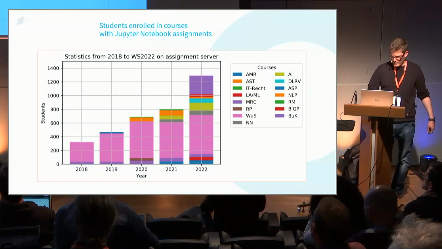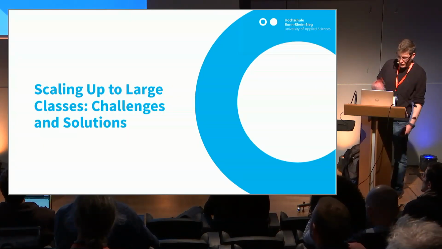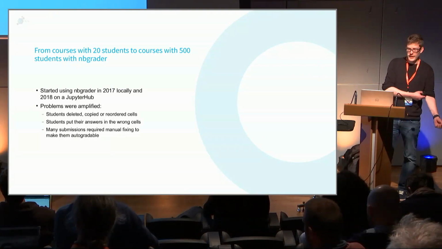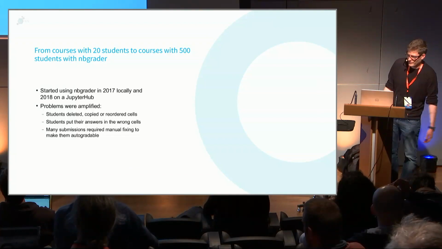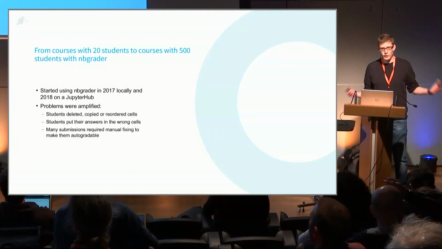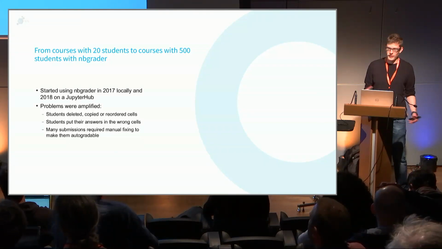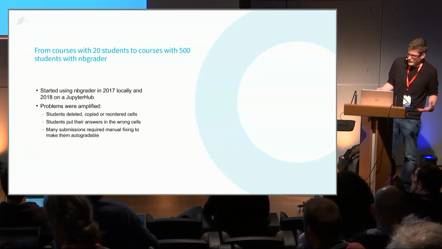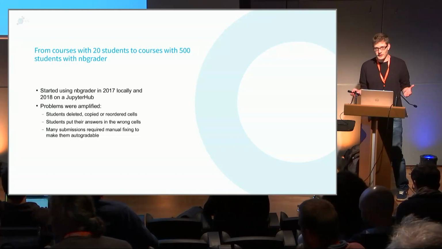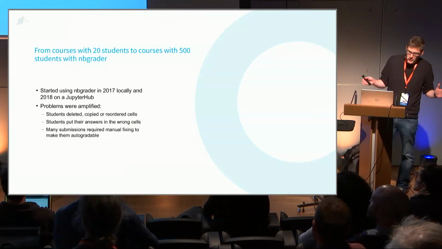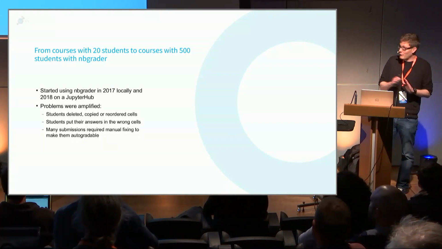Let's look into what we did to actually achieve these numbers. We started using Nbgrader to make this happen, which is a very great tool because you can distribute exams and assignments, author them, and you have a nice grading pipeline. But the problem is, problems were amplified. If you have a course with 20 students and someone breaks the auto-grading process, you just fix that, no problem. But if you have a course with 300 students, every week you are surprised with new ways of breaking the process.